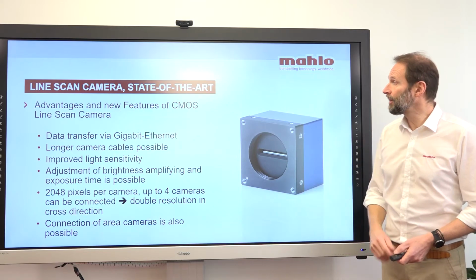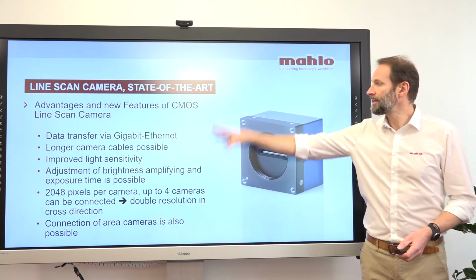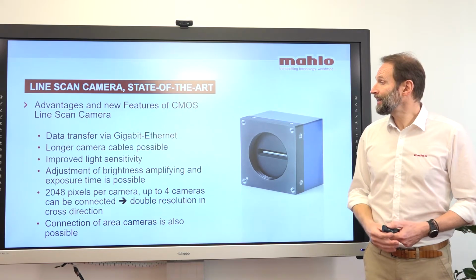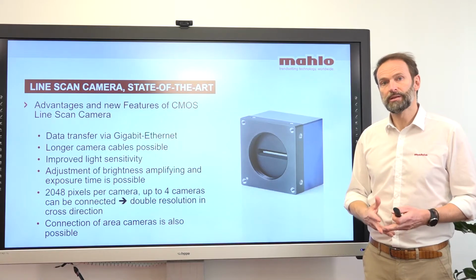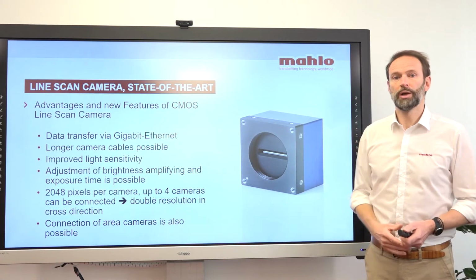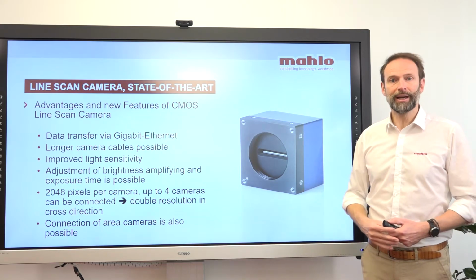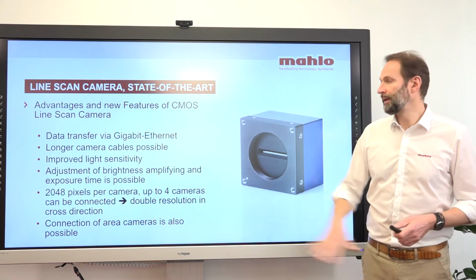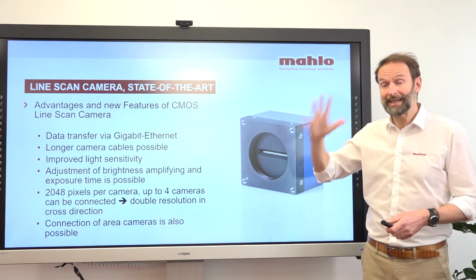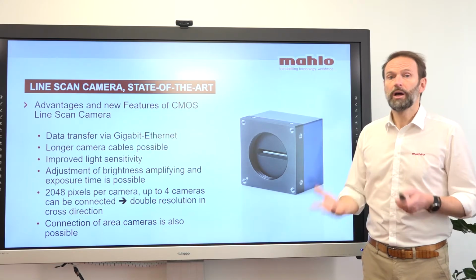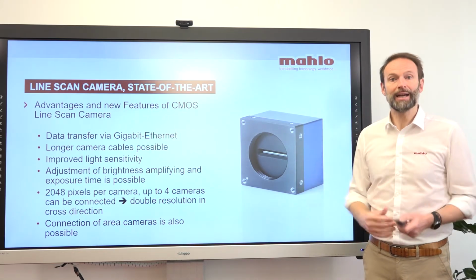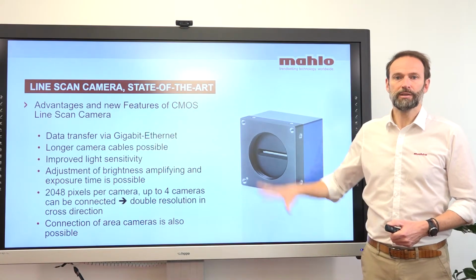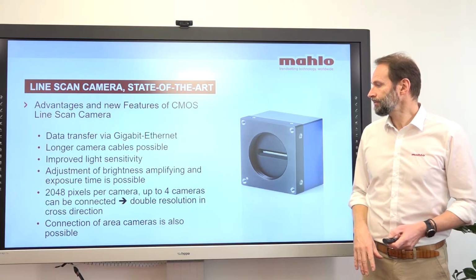The advantages of the latest state-of-the-art camera are listed over there. So you have a data transfer by gigabit Ethernet. The cables which are linked to the control cabinet can be longer. That means you are very independent about where the control cabinet is located. It has an improved light sensitivity, and therefore the resolution again is higher and is giving you much better pictures than the old camera systems which have been there before.